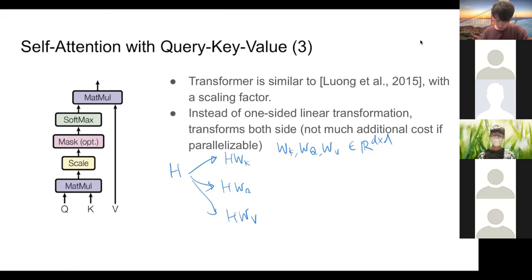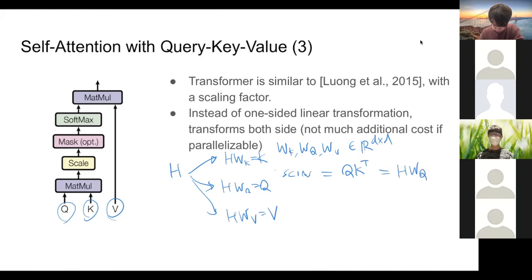But you compute the affinity scores by... scores is equal to, so we will call this K, and this Q, and this V. So that's actually corresponding to these. Then scores is you multiply the K with Q. The convention, I think, was Q first. It doesn't matter, but then scores is Q K^T, which is equivalent to H W_Q and W_K transpose and H^T.